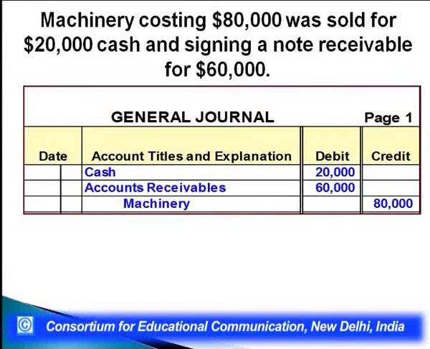And the second part is by signing a note receivable for the remainder amount of 60,000. So cash is coming in, 20,000. A promise by someone else to whom you sold the machinery, of 60,000, is coming in, and what is going out is your machinery. So we can analyze this transaction again with the help of the debit and credit rule and the normal balance rule. So let's analyze it.